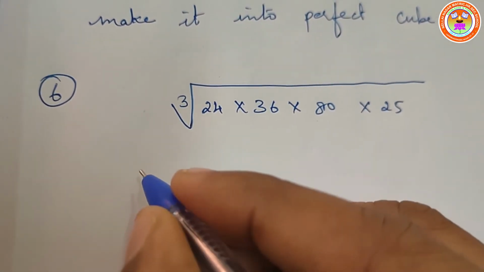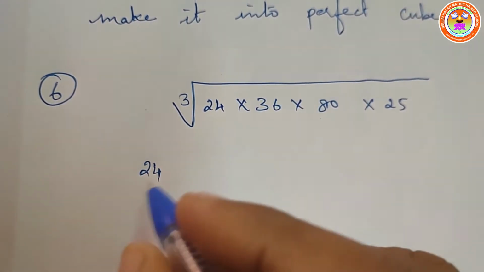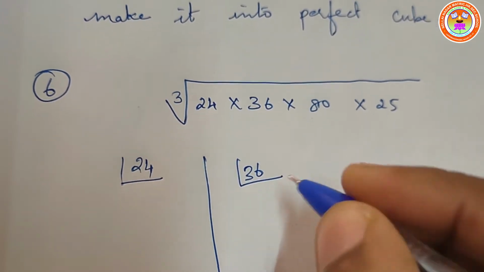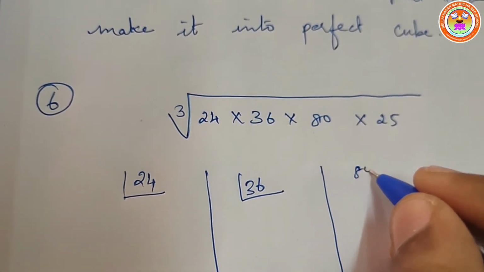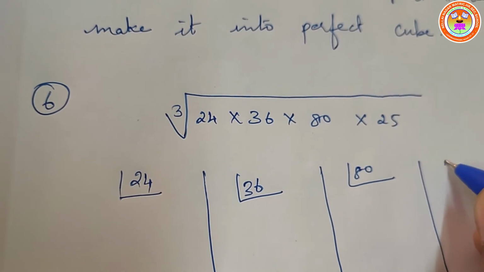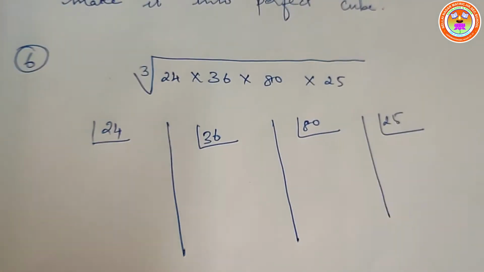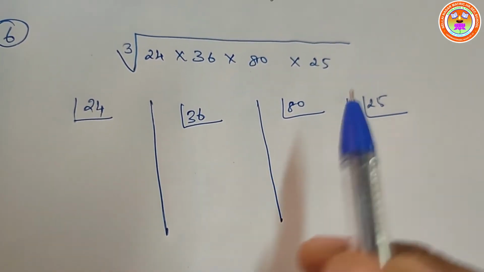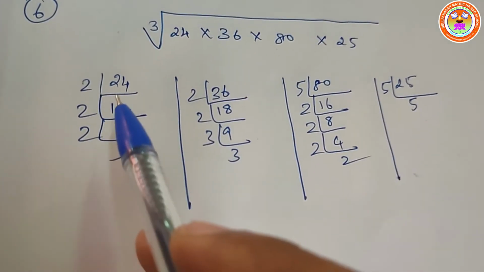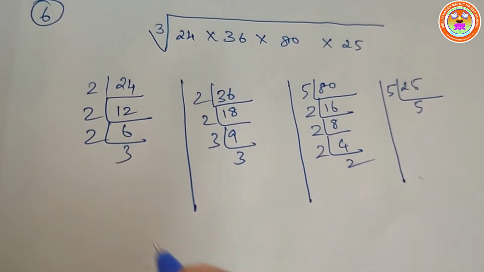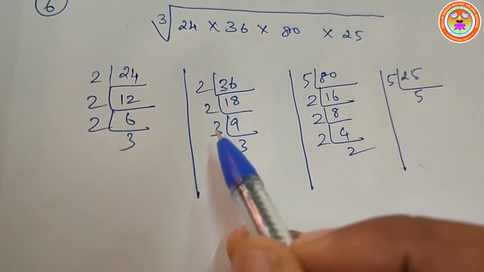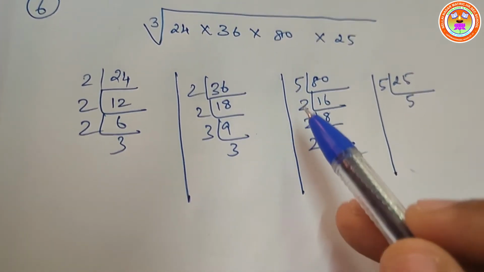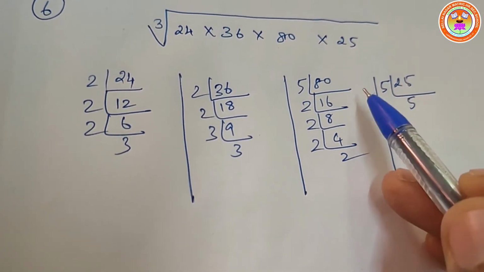Find separately the prime factorization for 24, prime factorization for 36, prime factorization for 80 and prime factorization for 25. So you have to find a prime factorization for each and every number. So I have found it: 24 is 2 into 2 into 2 into 3, 36 is 2 into 2 into 3 into 3. For 80, 5 into 2 into 2 into 2 into 2, for 25, 5 into 5.